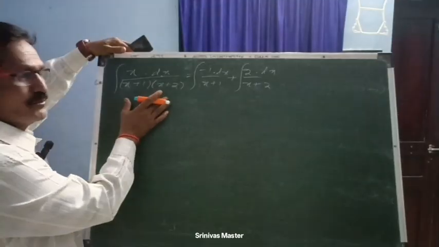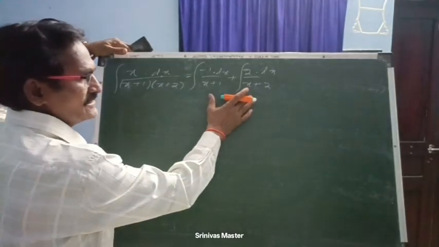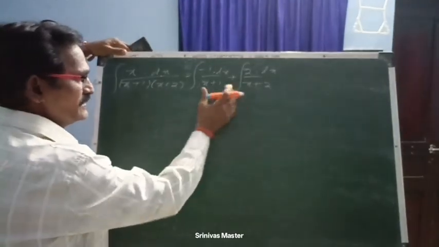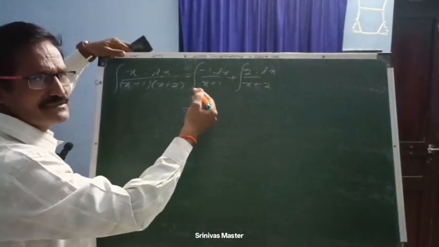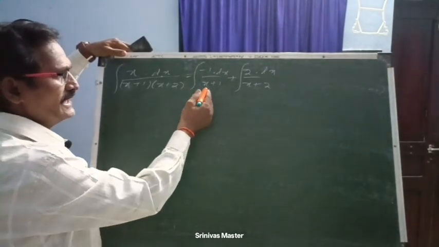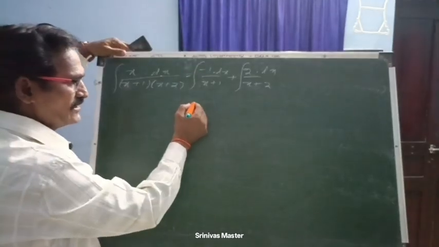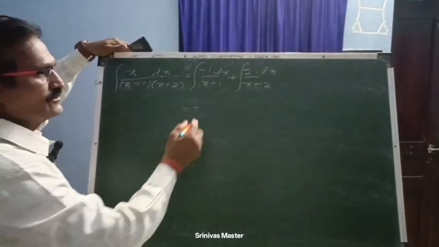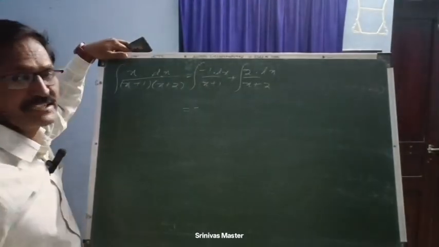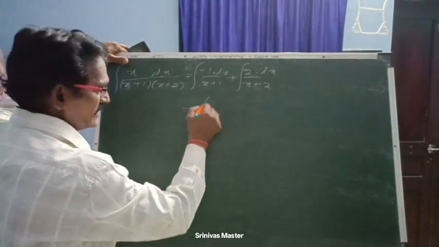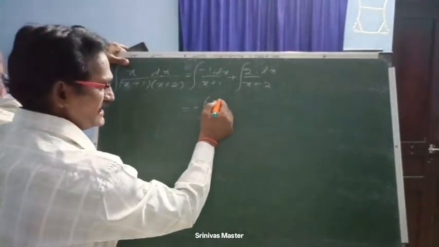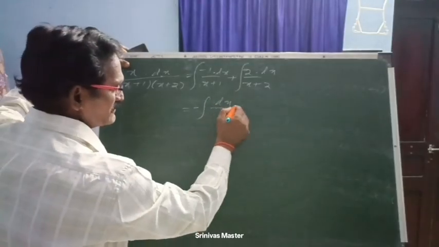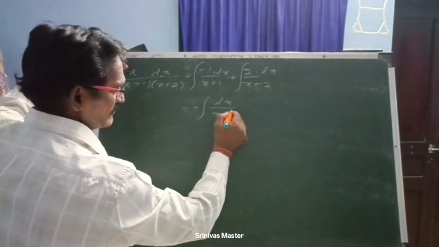See, children, this is the problem. Now we are going to get the solution from this RHS. Minus 1 into dx means minus dx, you know that, by x plus 1. That minus you can take outside. So remaining will be 1 by x plus 1. Now integrate. If you want to write one more step, I am writing: integrate 1 into dx means dx, so integrate dx by x plus 1.